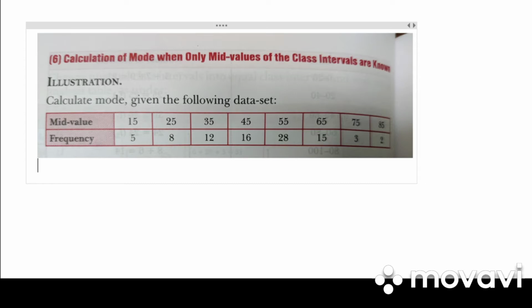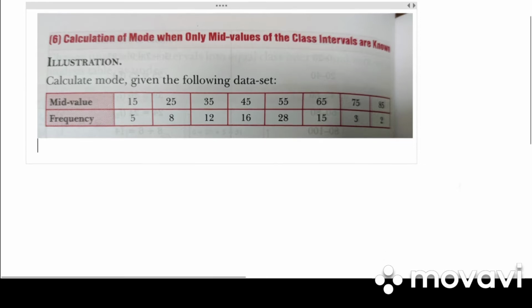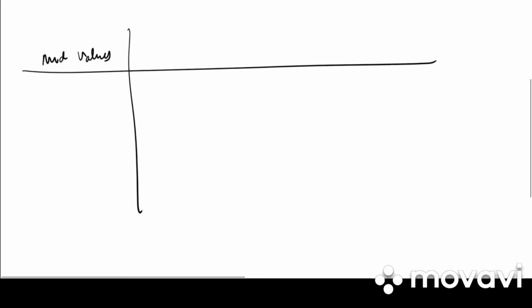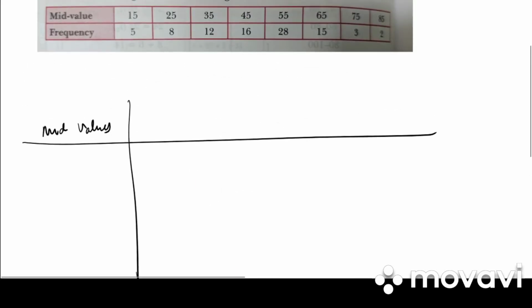Calculation of mode when only mid values of the class intervals are known. So when only the mid values are known, how do we calculate mode? They have given us mid values. We should find out the class interval. What are the mid values?